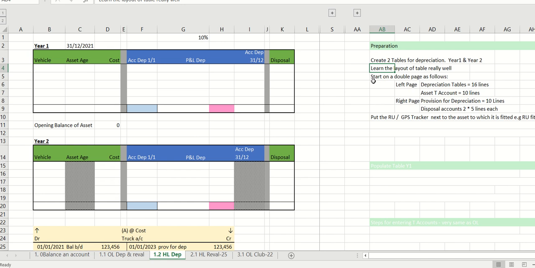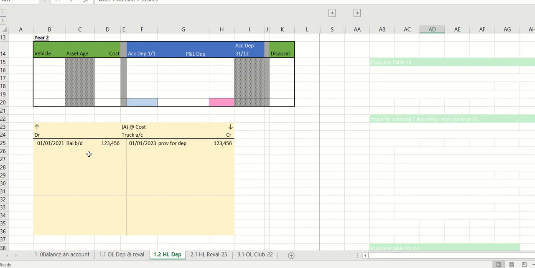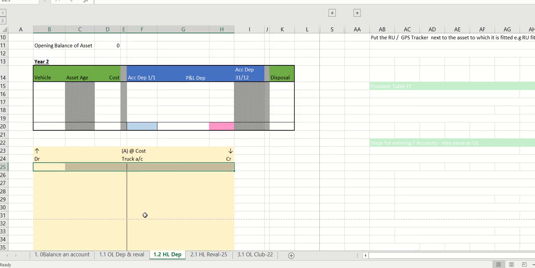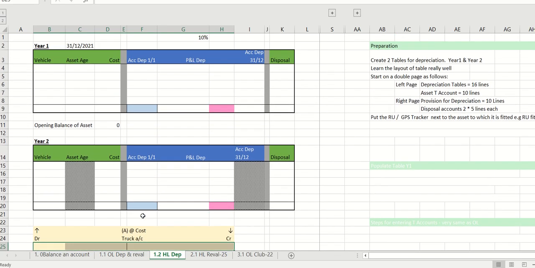Laying out the answer, please start on a double page. On the top left page, we're going to have our 2 depreciation tables, year 1 and year 2. Please allow about 16 lines for that. Then underneath our depreciation tables, you're going to draw your T account for your asset. So in this question, our asset is a truck. So you're going to draw your little T account. You need about 10 lines for that. So you'll have your tables and your truck account on the left page.